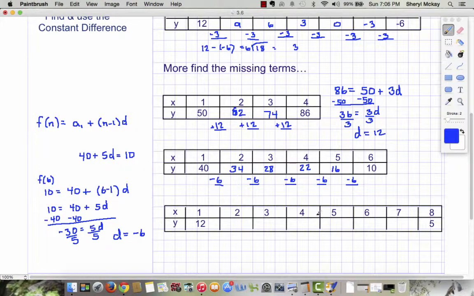Go ahead and do this last one. It's got a lot of missing terms. Start at 12, you end up with 5, and you've got 1, 2, 3, 4, 5, 6 missing terms. So use one of these two methods. Either draw out your missing terms, or draw out your constant differences, or use the explicit function, using f of 8 as your key when you're solving for d. So go ahead and do that, and go ahead and tell me what your constant difference is, and then see if you can fill in the missing terms.